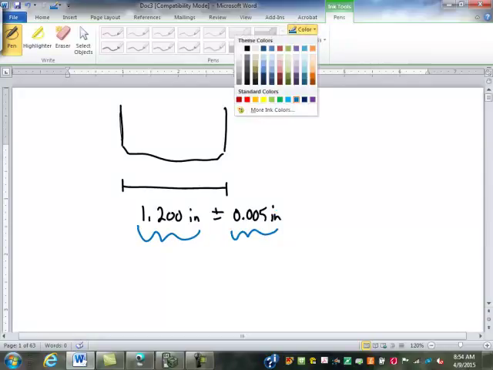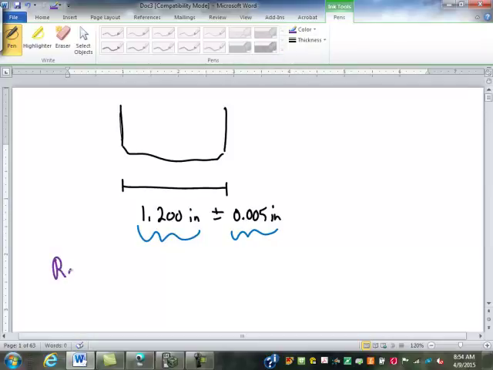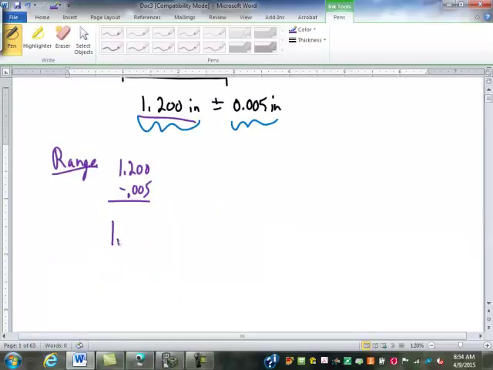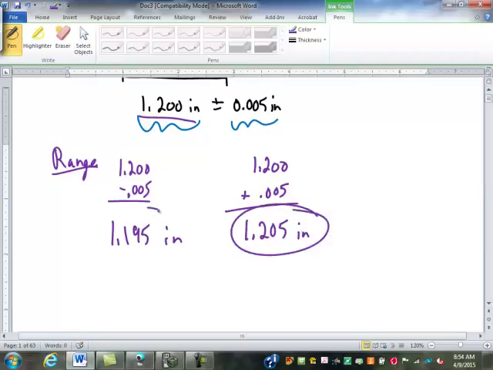So what it's really doing is implying a range. The lowest number would be this ideal value minus our tolerance, or 1.195. And the highest would be this ideal value plus the tolerance, or 1.205. Make sense?